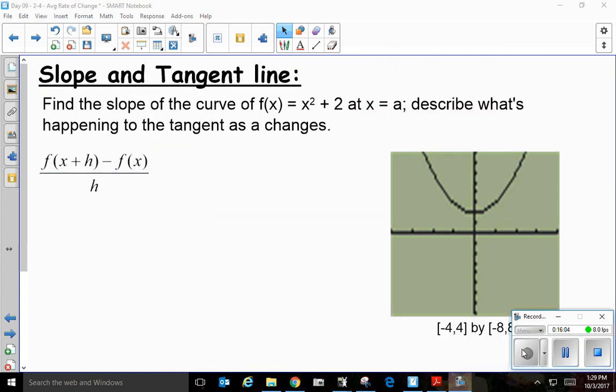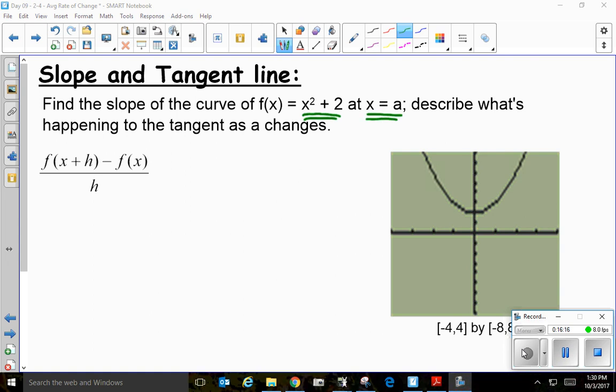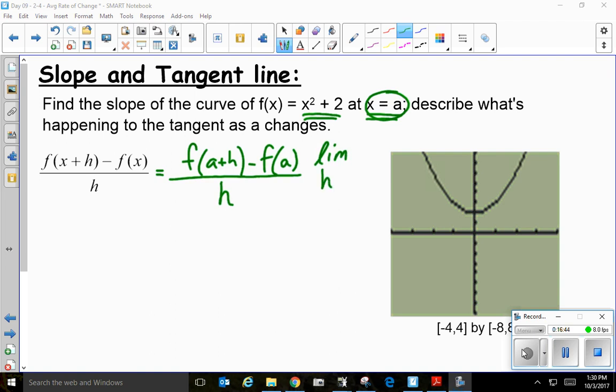Let's walk through this one more time with you guys telling me what to do. They give us a function, x² + 2, and want to find the slope where x equals a. I'm not too concerned about describing what's happening to the tangent as a changes. Let's just figure out what the slope is right when x is equal to a. So the first thing I need to do is do what? Yeah, I'm going to throw an a in for my x's. So it's f of a plus h minus f of a all over h. Now this is instant. At an instant, that's the limit as h approaches 0.